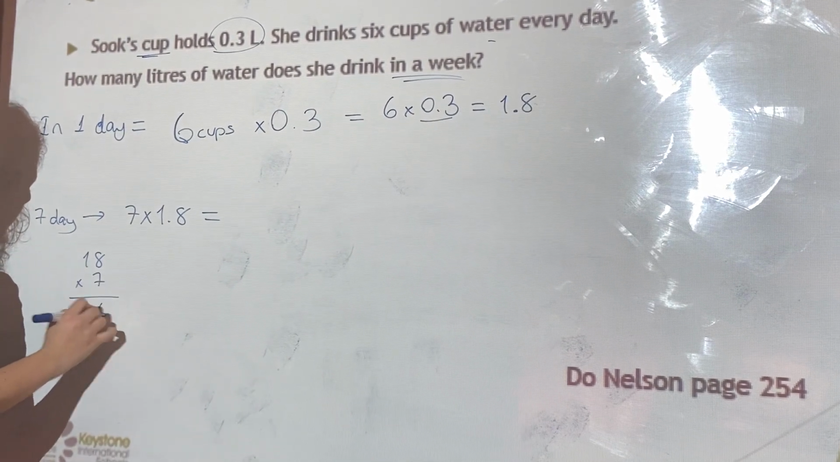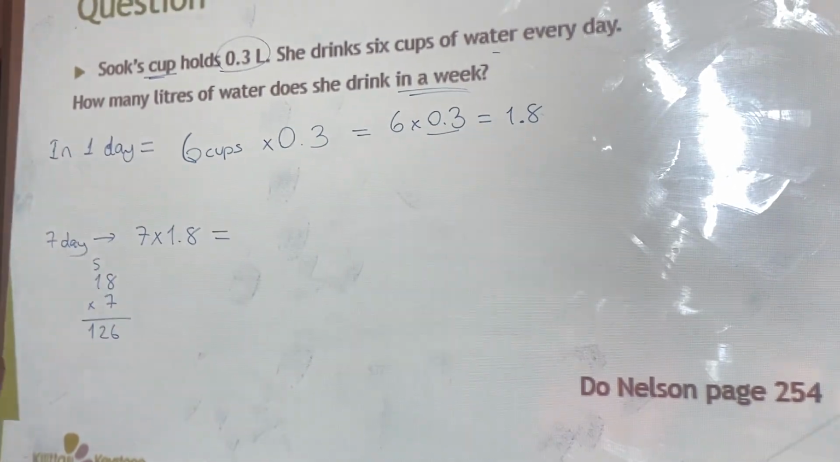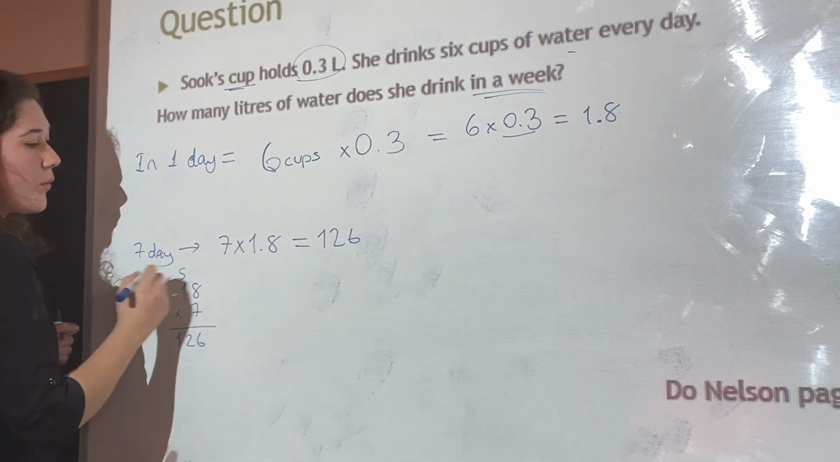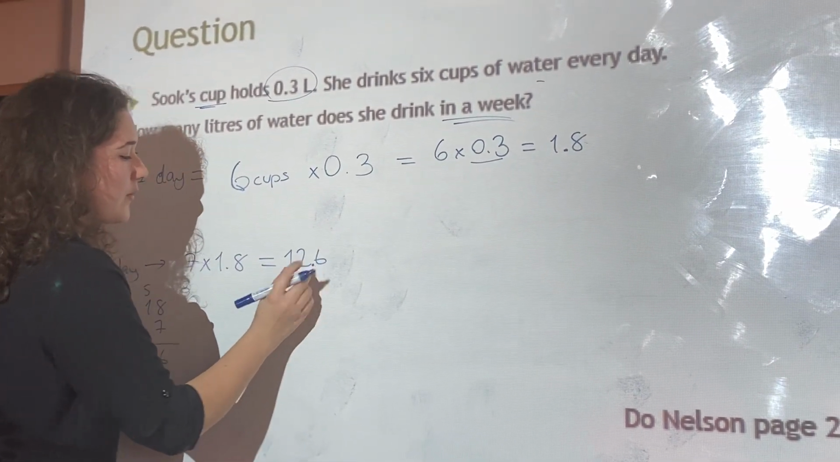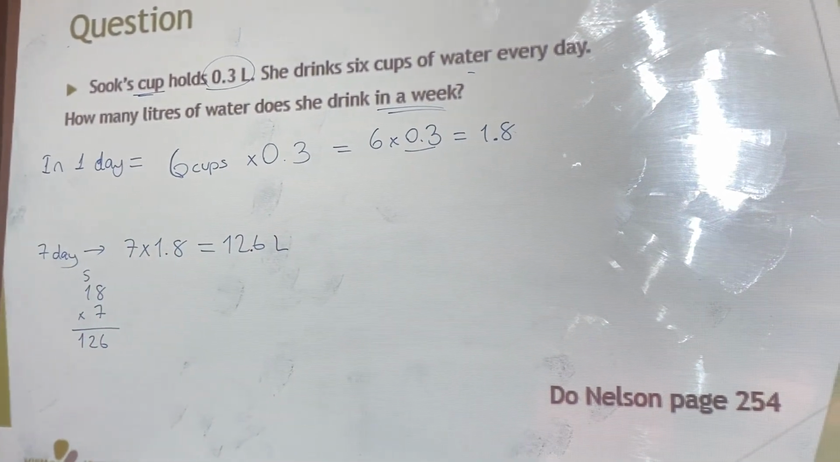8 times 7 is 56. 5 on top. 7 times 1 is 7 plus 5 is gonna be 126. Now let's decide about the decimal point. Again, 1 digit it has after it, and in the result it'll be again 1 digit. How many liters? This is my result.